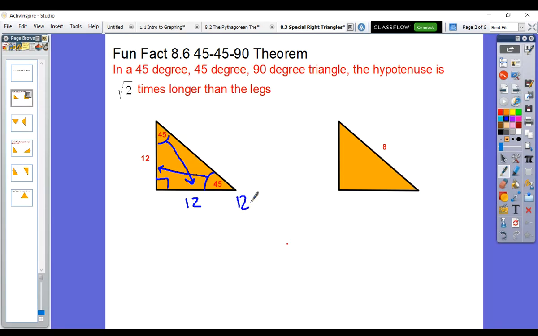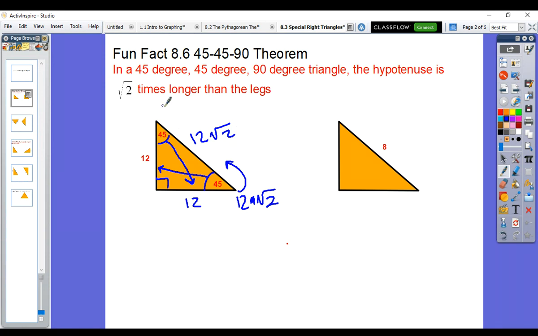So 12 times radical 2 will give us this value right here. Well, 12 times radical 2 is just 12 radical 2. Like we talked about before, when you multiply whole numbers and radicals, they can't actually multiply. You just put them next to each other like that.